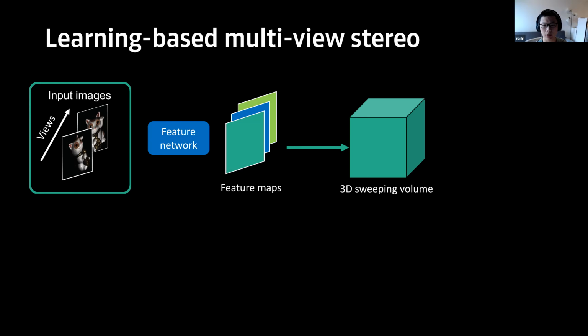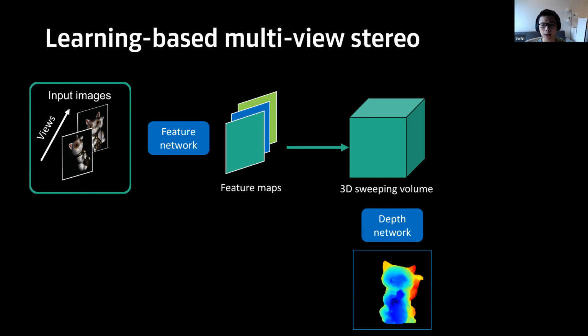Then the 3D sweeping volume is fed to a depth network to predict the probability of each depth level, and we sum up the depth levels according to that depth probability to get the depth predictions.